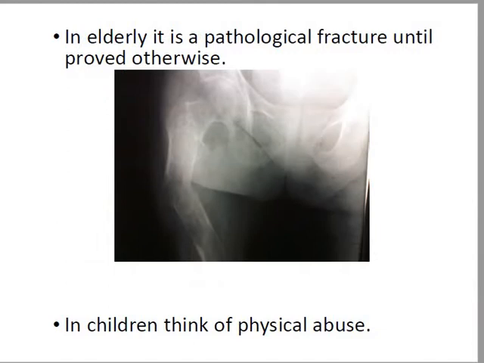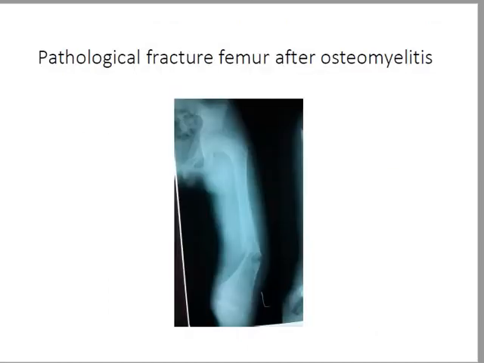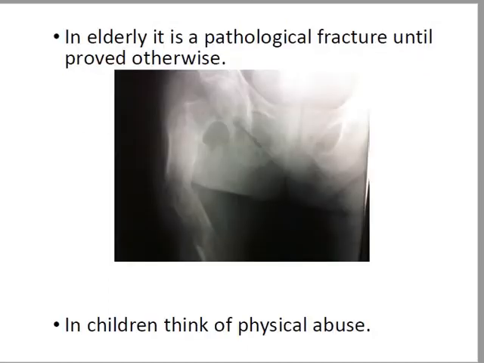The next slide: in the elderly, the fracture, unlike in young people, is usually a pathological fracture until proved otherwise. Why do we say that? Because, as we know, when an old man or woman falls on the ground, they usually have a fracture in the neck of the femur. But when the shaft is fractured, it means there's some problem inside the shaft. Maybe it's pathological, as in this X-ray, where I see some osteolytic lesions in the shaft of the femur. This might be a metastatic lesion in the femur.